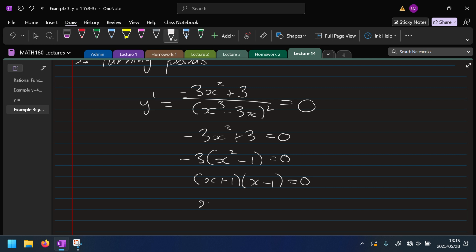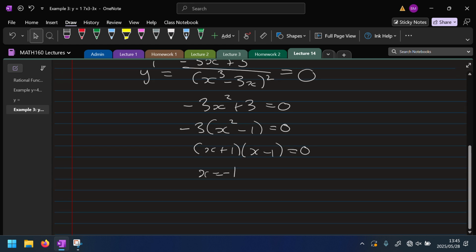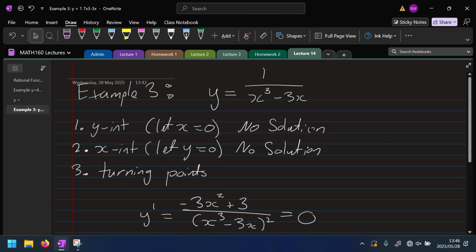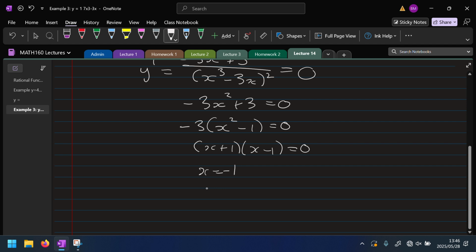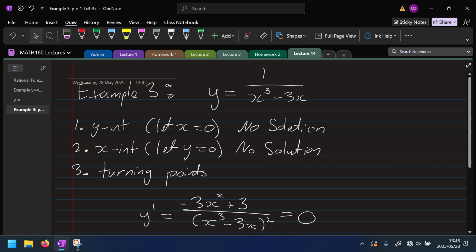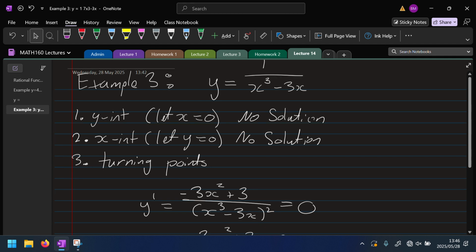So we get x equals minus 1 from that first one. And if we take that minus 1 and substitute it for y, we get y equals a half. Just substitute it into that top equation, you get y is a half. For the next one, we get x equals 1. And if you just substitute it to get y, we get minus a half.